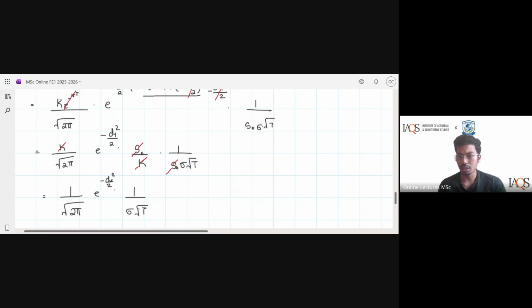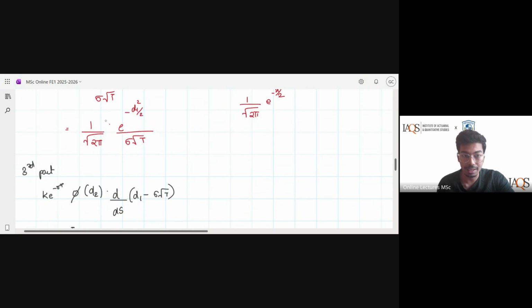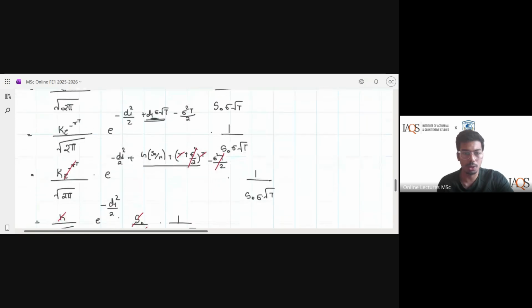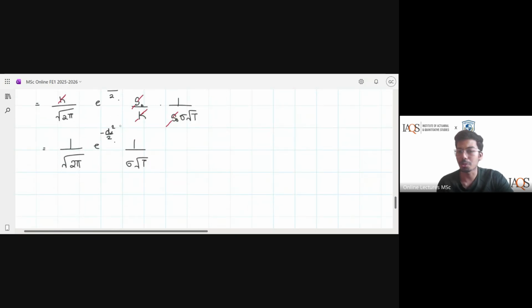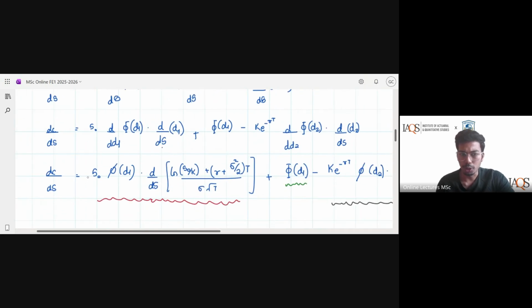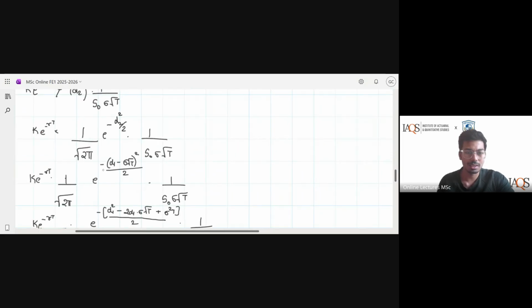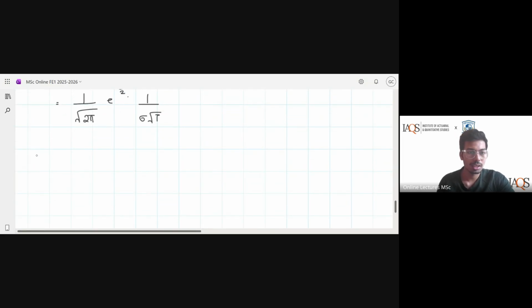Any questions till here? Now, if you see the third part and the first part, they're exactly the same. 1 upon root 2 pi e raised to minus d1 square by 2 upon sigma root T. And if you actually see the equation, the first part is positive, the third part is negative. So both of them will get cancelled out, leaving you with only the second part, which is phi of d1. All right, let's write it formally as well.